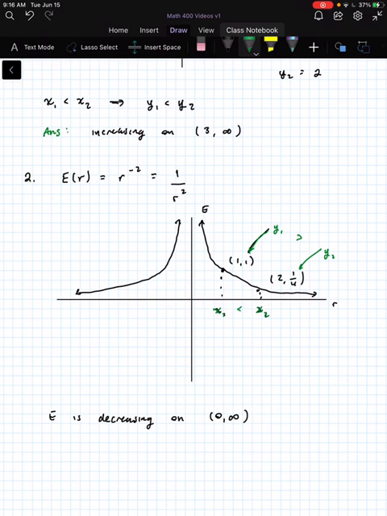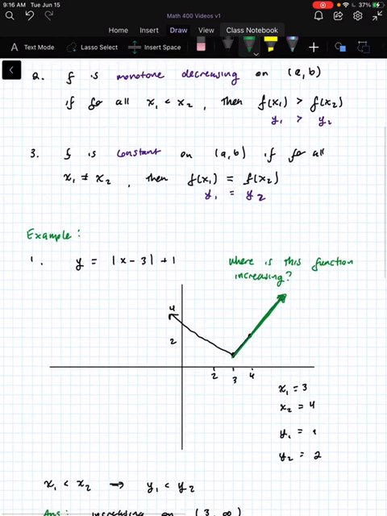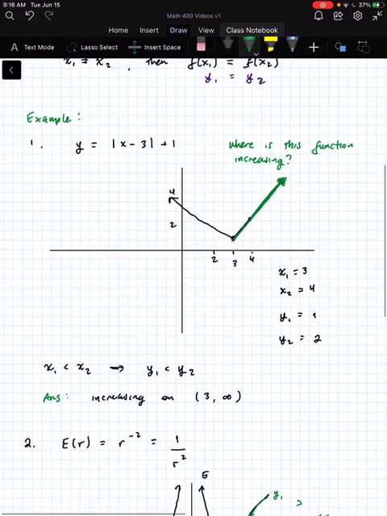So if your graph goes down from left to right, it's decreasing. If it's going up from left to right, the function is increasing. And notice in both cases, these functions that I've selected are not increasing or decreasing on their entire domain.